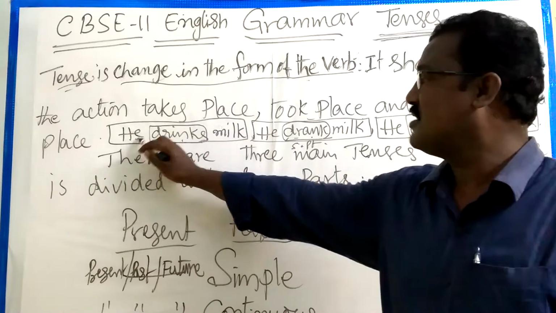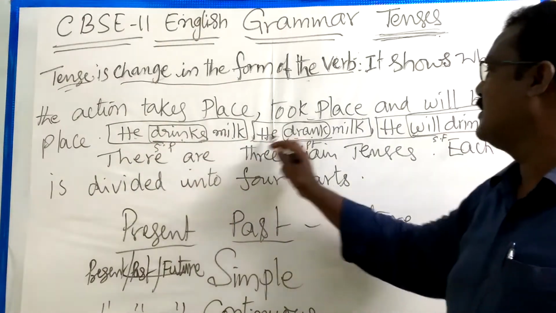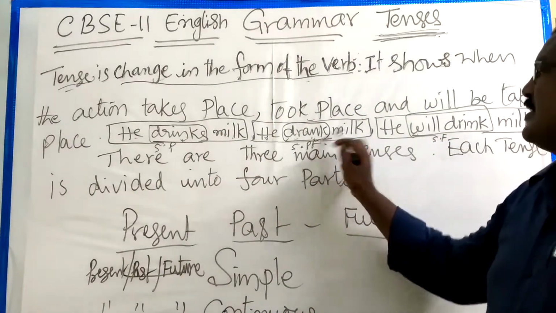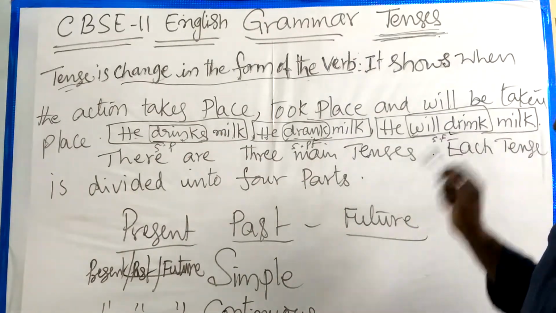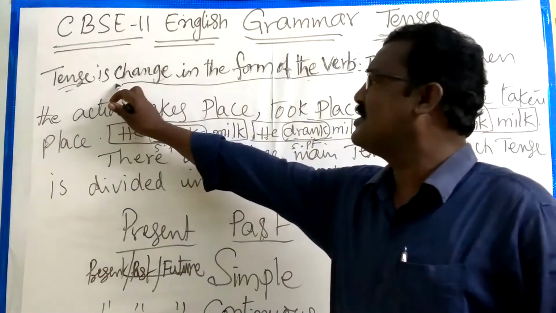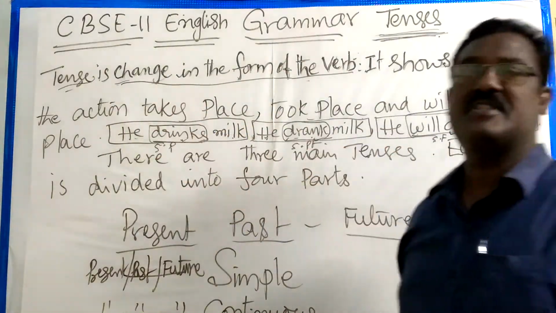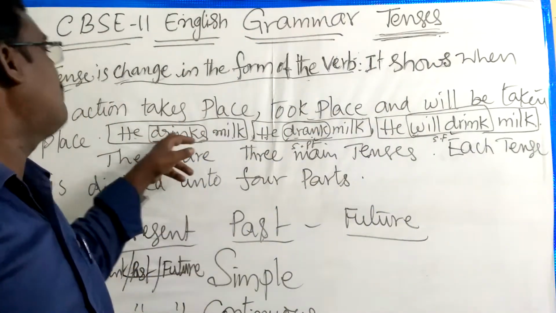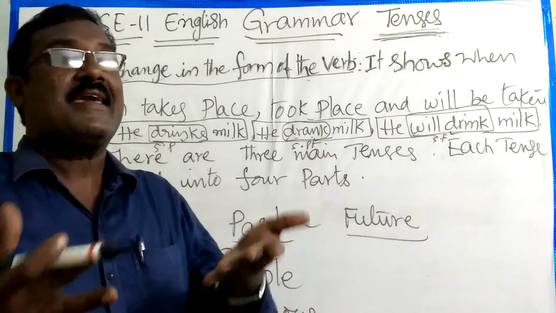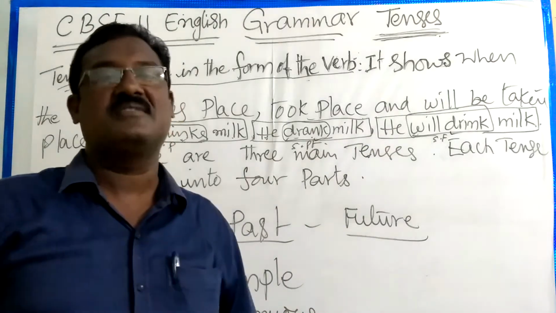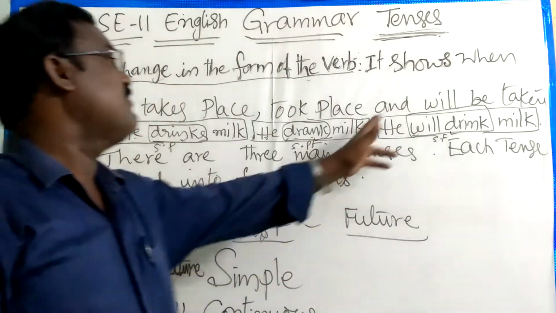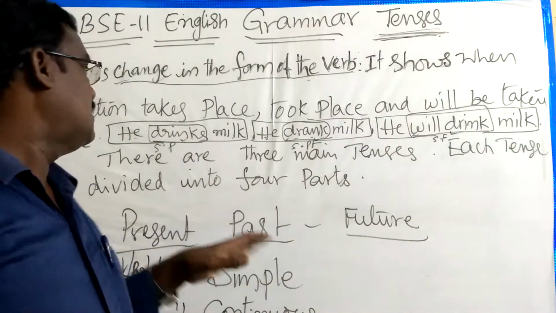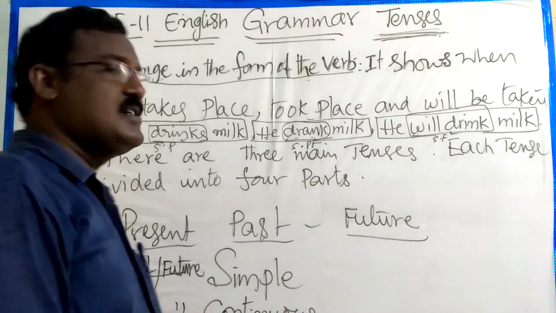Now here, subject and object are the same only. He milk, he milk, he milk. But the verb is changed. This is drinks, this one is drank, and this one is will drink. So according to the definition, it is proved that tense is nothing but change in the form of the verb to show the action when it takes place, when it took place, and when it will take place.